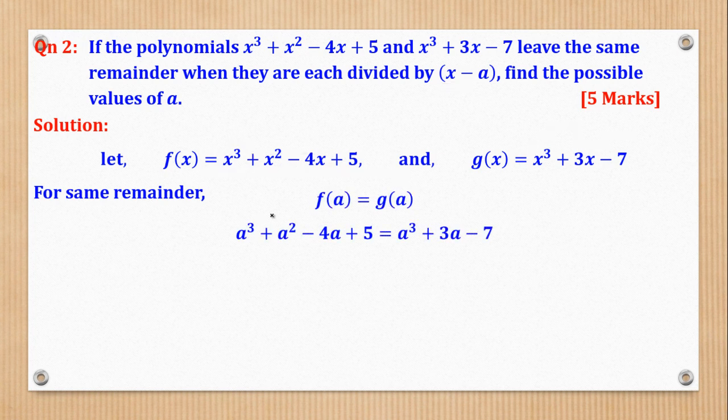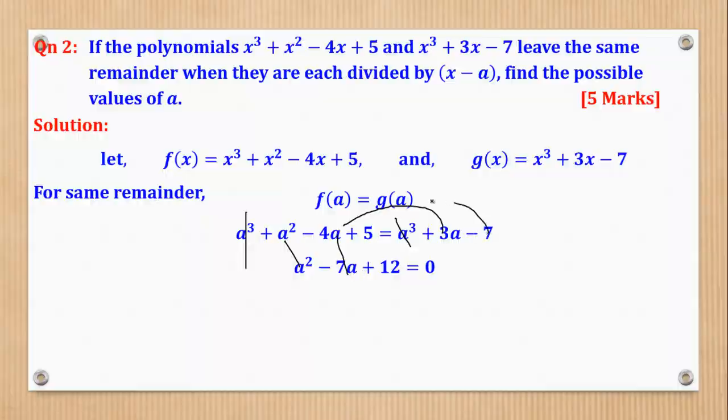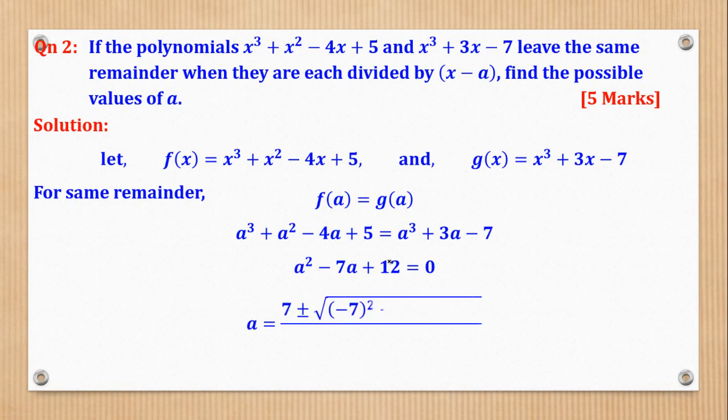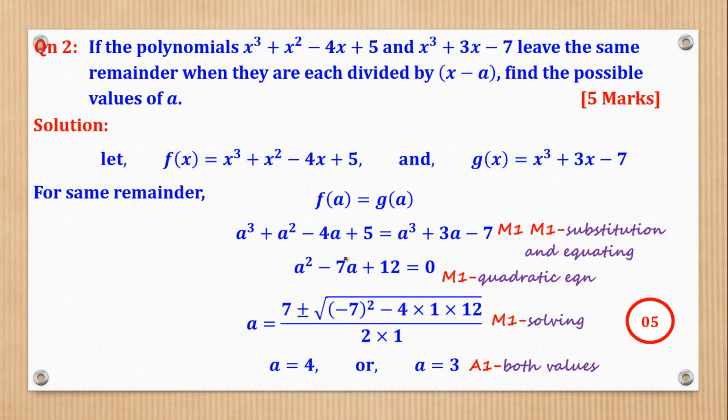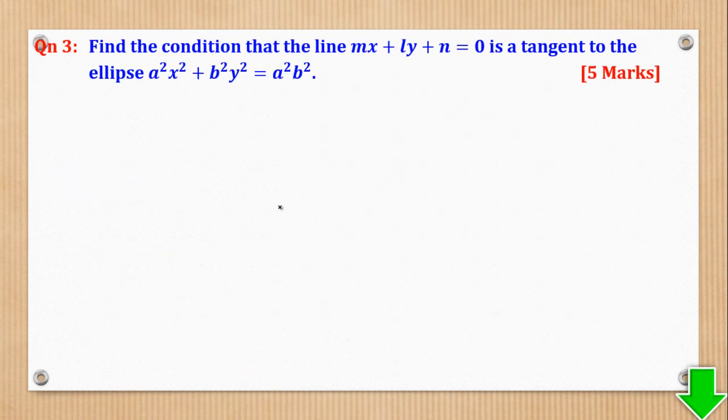So I'll substitute. Then simplify. This and this goes away. Now I remain with a squared. This one comes this side to become negative 7a. This one comes this side to become positive 12, which is a quadratic, and you can use the quadratic formula to get the 2 values of a which they want. And that's what they wanted. So that was question 2.